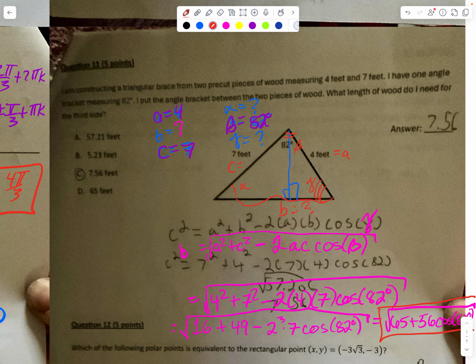Yeah, go for it, darling. Eat the egg yolk. Nowhere here does it say to approximate anywhere, so don't.